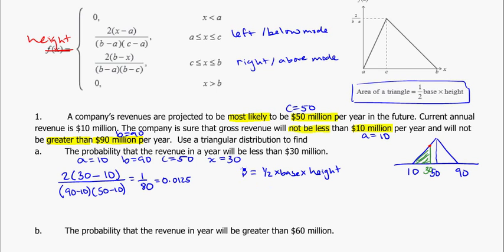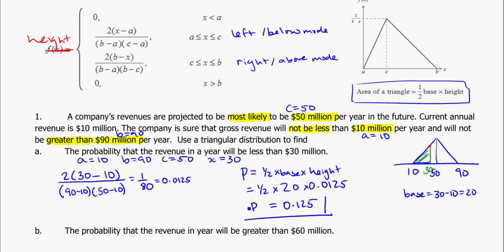So my probability is going to be equal to 1/2 times my base. Well, what's the base between 10 and 30? Here my base is equal to 20. So if you weren't sure, we could say base is equal to 30 minus 10, the distance between those two points. So 1/2 times 20 times 0.0125. And when you put this into your calculator, you should get 0.125. So that's the probability of the revenue being less than $30 million, 0.125.